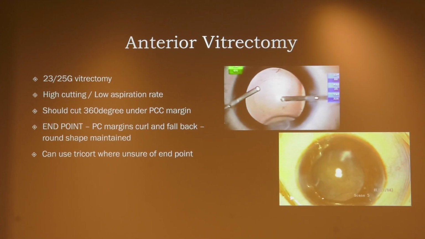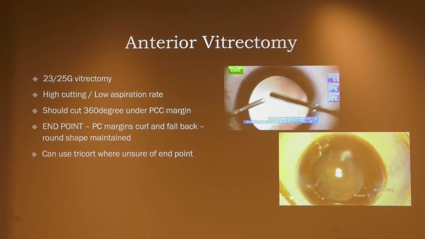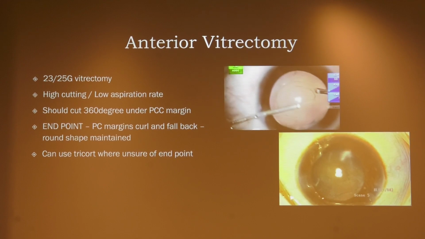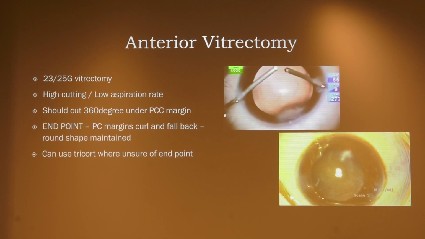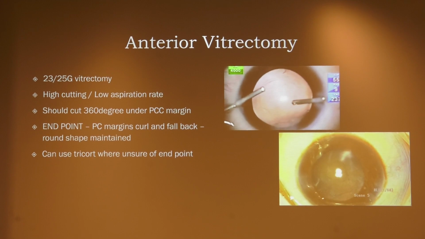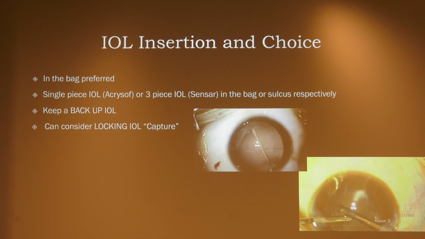Anterior vitrectomy, the idea is to clear the visual opacity. There should be no visual opacity later. So go ahead with your vitrector, put your port down, go into the PC opening. The end point should be when the PC margins curl and fall back and the round shape of the posterior capsulorhexis is maintained. You can use triamcinolone or you can use your spatula to make sure that there's no vitreous in the AC and the PC is round. You also have the vitrectomy approach with a vitrector.